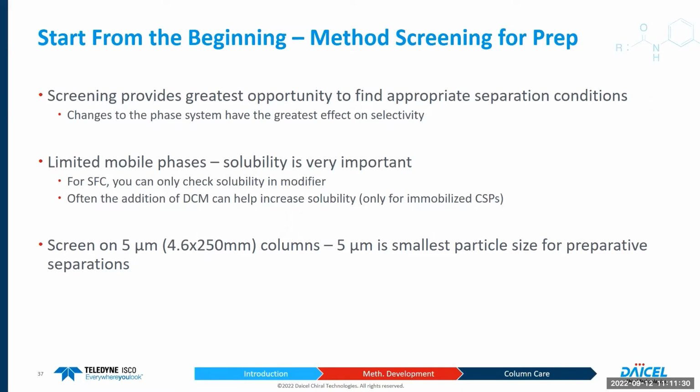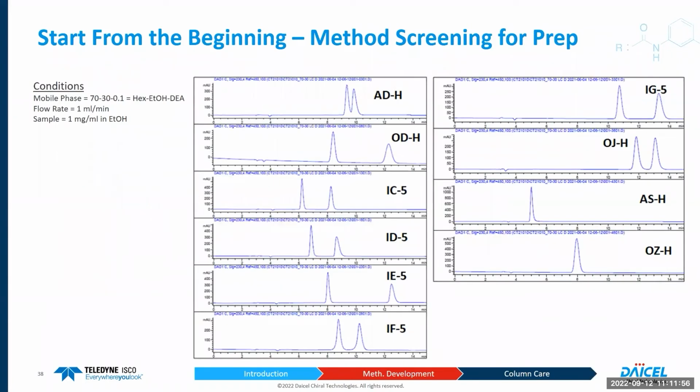and 4.6 by 250 millimeter length columns. We choose 5 micron because it's the smallest particle size for prep separations. It is, generally speaking, the most often used particle size for SFC, although 10 micron can also be used. It's the one that gives you the best resolution for preparative scale. And then we use 4.6 by 250 because it makes for easier transferability, and there'll be more on that to come. So let's look at a preparative screening.